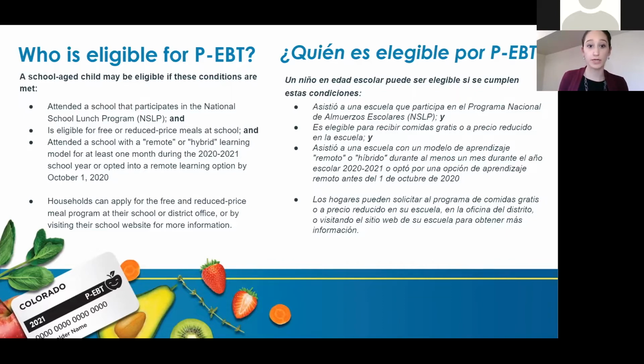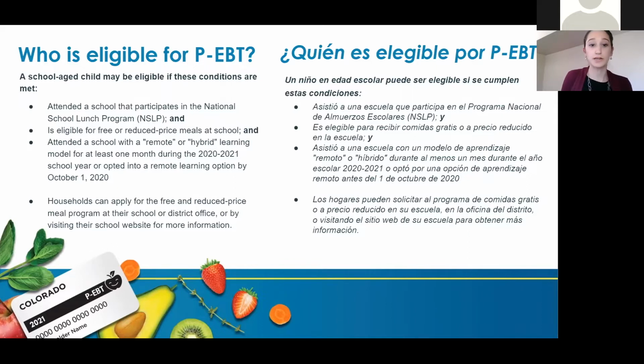And the third criteria is that the student has to attend a school with a remote or hybrid learning model for at least 1 month during the 2020 to 2021 school year, or have opted into a remote learning model for the entire year.